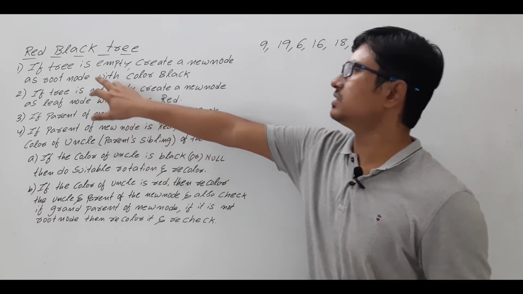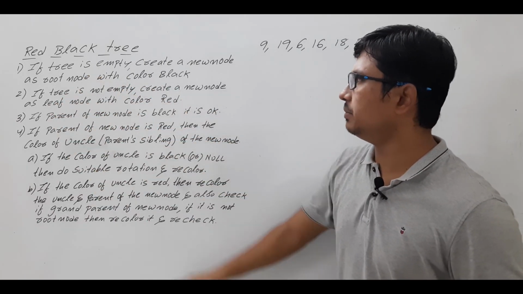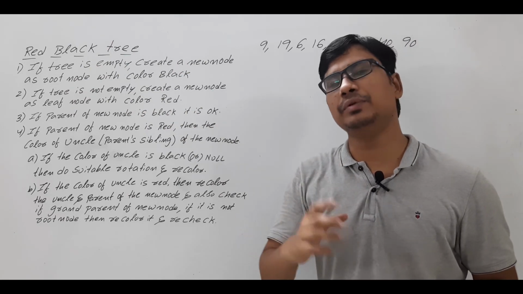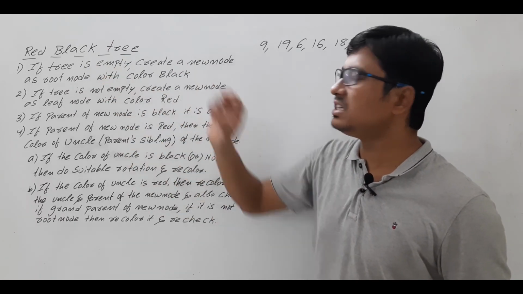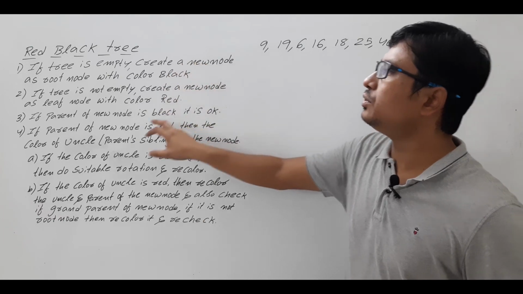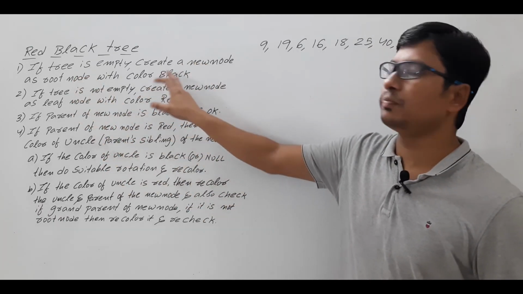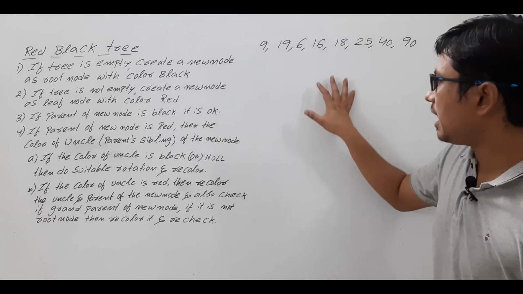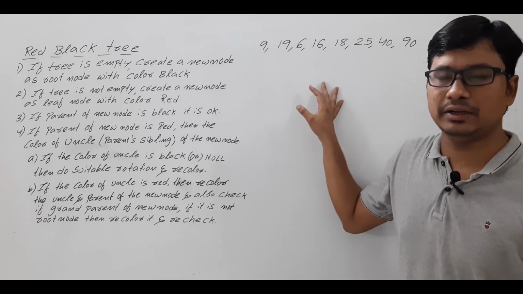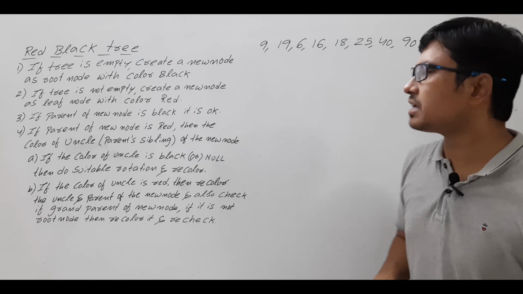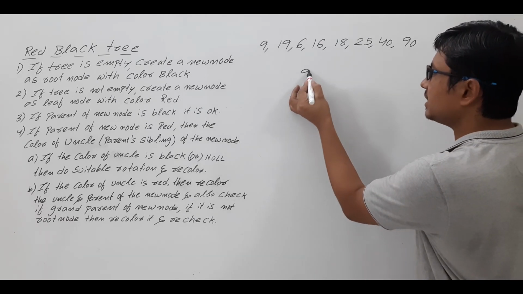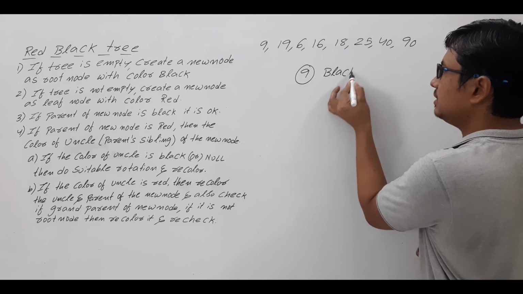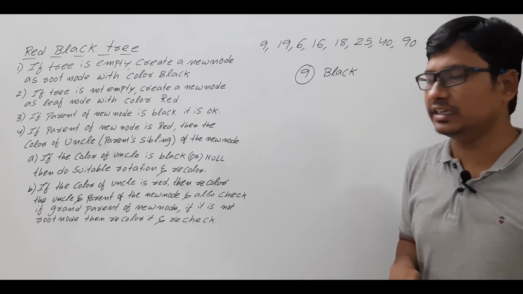Now the first thing is that if you want to insert any element, first you need to check whether the tree is empty or not empty. If the tree is empty, create a new node as a root node with color black. Suppose you want to insert 9 and there is no red black tree right now, meaning it is empty. Then you will consider this 9 as a root node with the color black. This is what the first point is saying.